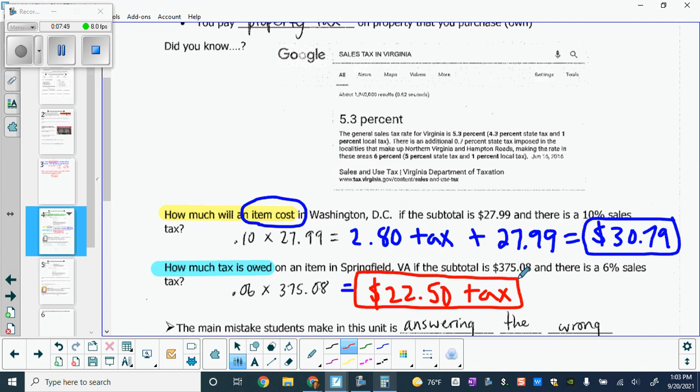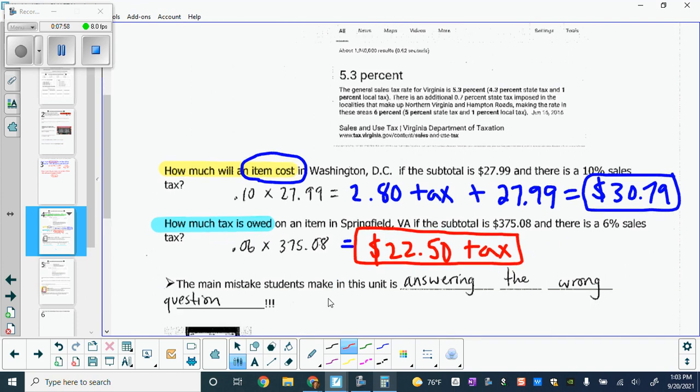So just like with discounts, we got to read carefully. Does it want to know the total cost, like how much would you pay? Or does it just want to know how much extra tax that you owe? So the main mistake students are making in this unit is simply answering the wrong question. You're not necessarily doing any math wrong, but you might be answering the wrong question. Are you giving me tax only when I wanted the total, or vice versa? Another mistake I will see is that some people accidentally tell me that 6% is 0.6 in the calculator. No, 6% is 0.06 in the calculator. Okay?